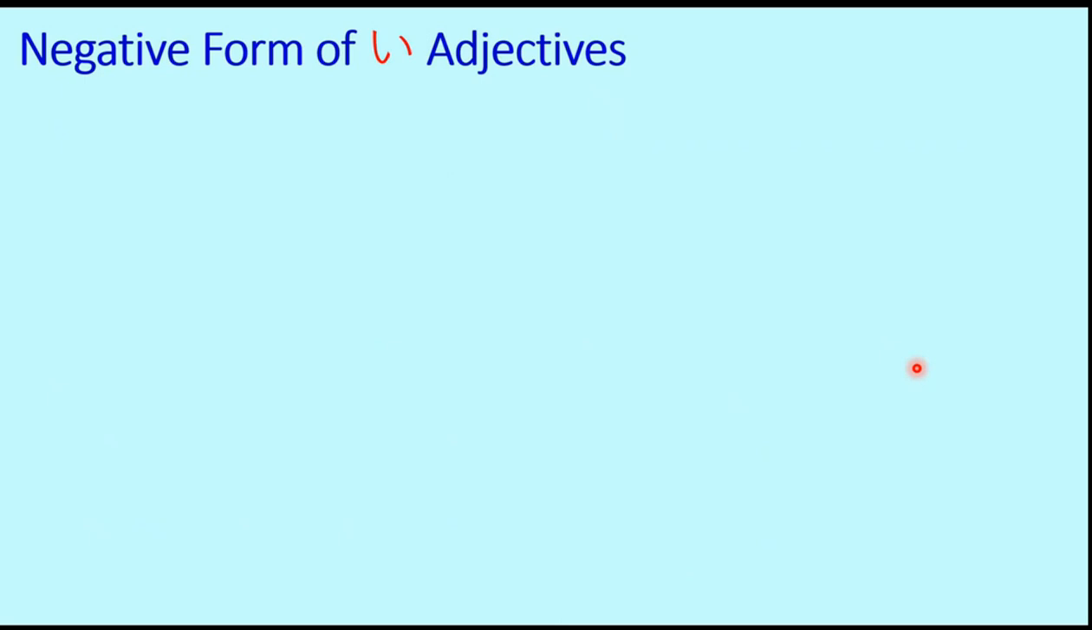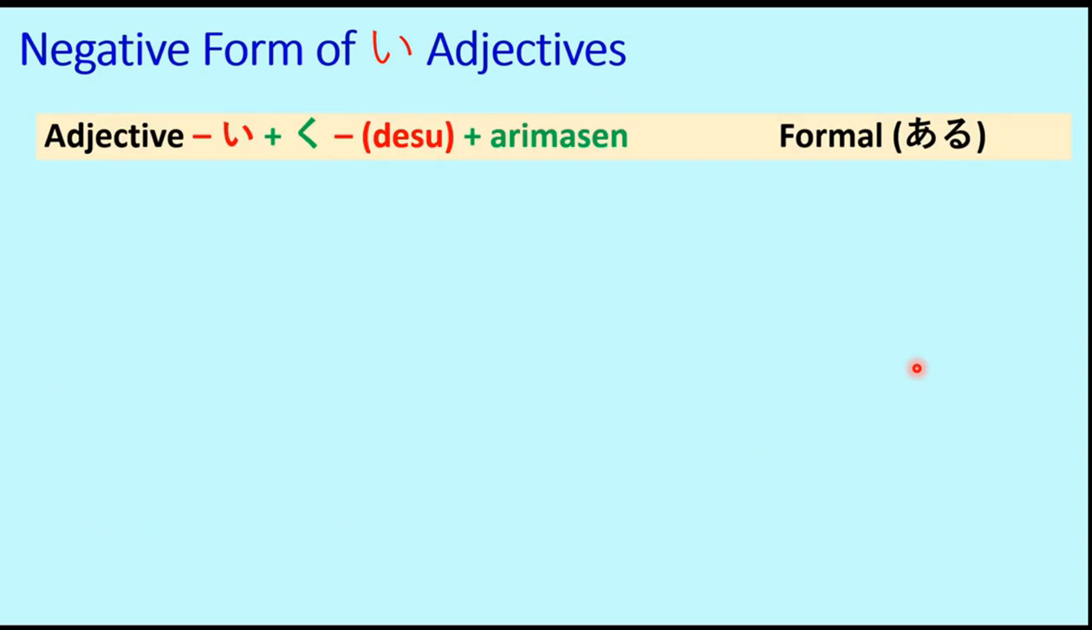So now let's move to the negative form of i adjectives. First we will look at the negative form of i adjectives and then the na adjectives. How do we make the negative form of an i adjective? Suppose there is an adjective, then we delete the i sound at the end, then we add a ku sound at the end, and if there is desu, we can omit that, and in place of that we can say arimasen. Arimasen is basically from the root word aru, which you already know, and we have discussed it in extensive detail in our previous lessons.